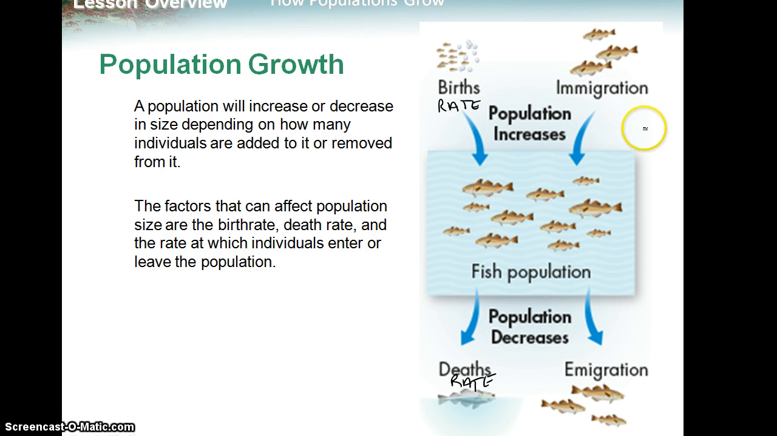The same is true with immigration rate, and we have to make sure that we know immigration compared to emigration. Immigration are individuals of that species coming into the population. Emigration are those individuals moving out of the population. So if immigration is larger than emigration, you're going to have a population increase.